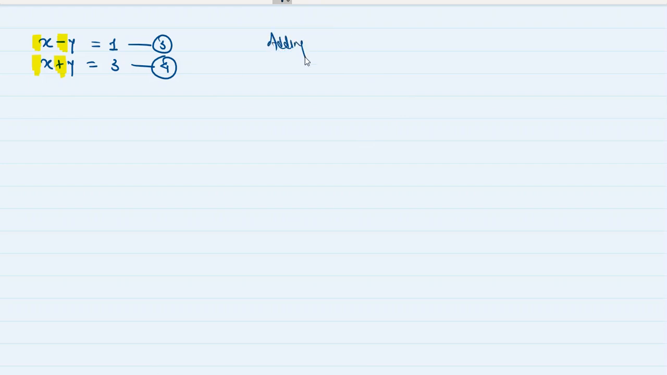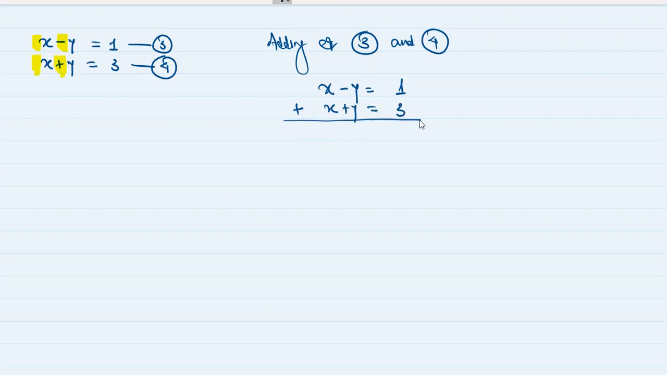Adding equation 3 and 4, what do we get? X minus y is equal to 1 plus x plus y is equal to 3. So here we get 2x, minus y plus y gets cut, is equal to 4. X is equal to 4 by 2. X is equal to 2. This is the solution of x.